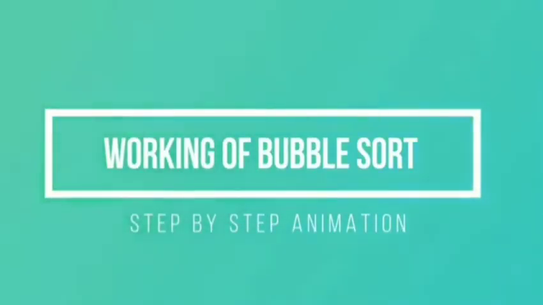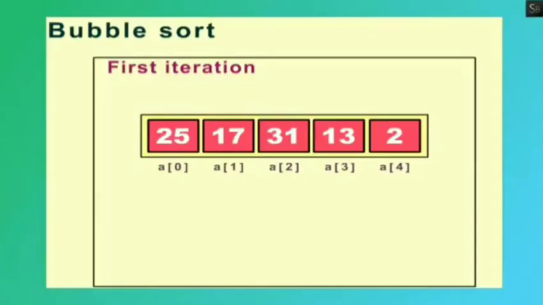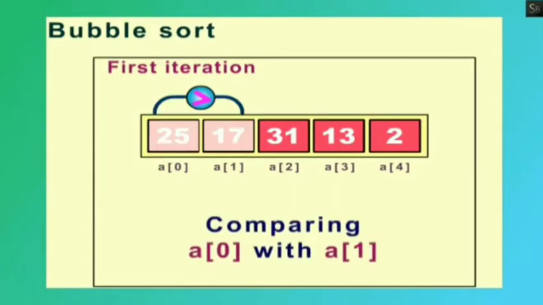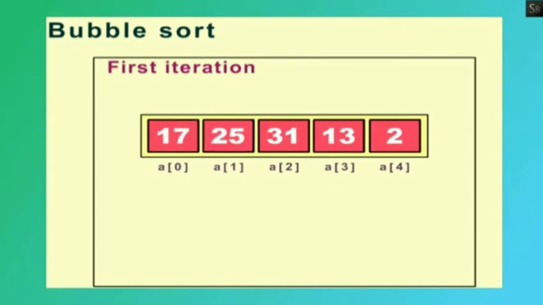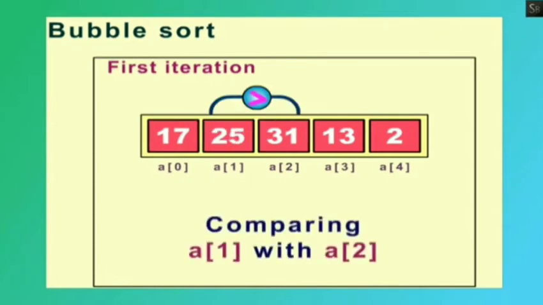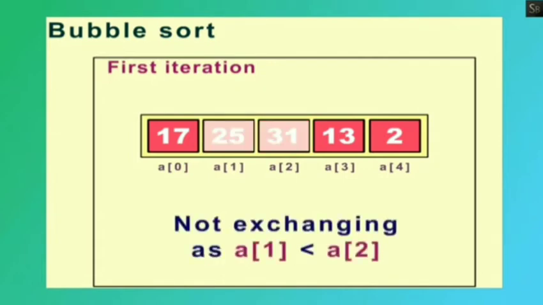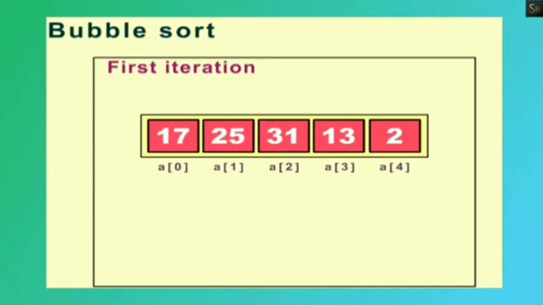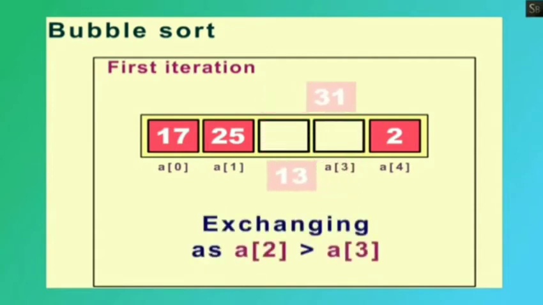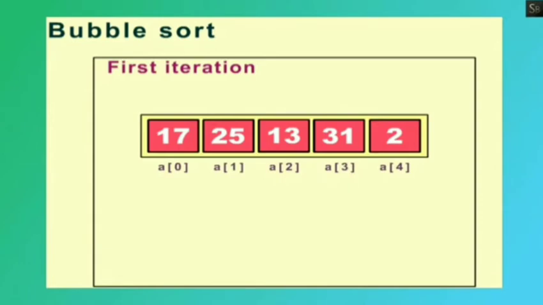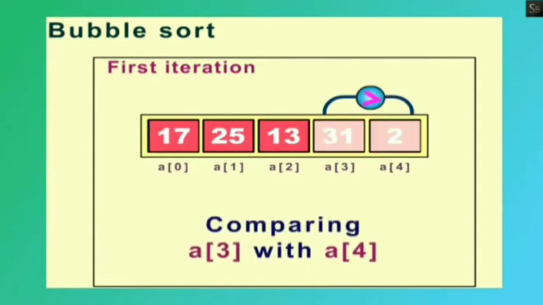Here is the working of bubble sort. Elements are 25, 17, 31, 13 and 2. First we will compare the first two elements, and we find the first element is greater, so it will be swapped. Then the next comparison is between the next two elements, 25 and 31, so there is no change there. Next we compare 31 and 13, and we find the second element, that is 13, is smaller, so swapping happened.